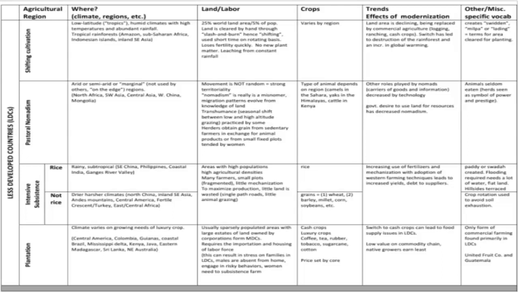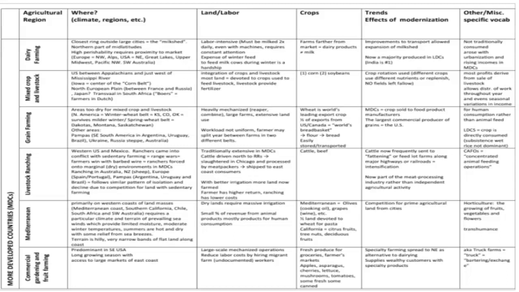But the types of agricultural regions that are associated with less developed countries include shifting cultivation, also known as slash and burn agriculture, pastoral nomadism, intensive subsistence farming, both rice and not wet rice dominant. And then you also have plantation farming, which is also considered commercial farming, but in less developed countries. Some refer to plantation farming as cash crop farming.